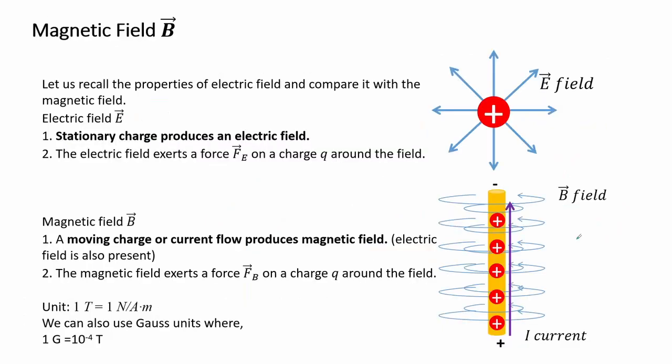Let us recall the properties of the electric field and compare it with the magnetic field. Electric field. Number 1, a stationary charge produces an electric field. Number 2, the electric field exerts a force on a charge q around the field. Magnetic field. Number 1, a moving charge or current flow produces a magnetic field. The electric field is also present. Number 2, the magnetic field exerts a force on a charge q around the field. Its unit is called Tesla, and 1 Tesla is equal to 1 Newton per ampere-meter. In terms of Gauss, 1 Gauss equals 10 to the power of minus 4 Tesla.